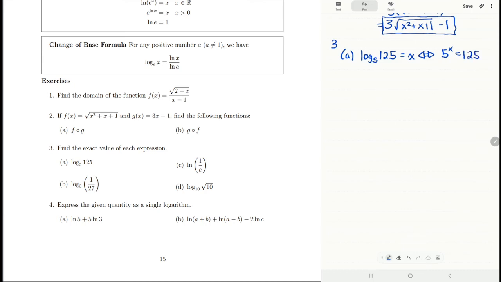So what exponent on 5 gives us 125? Well, if x is equal to 3, then 5 to the power of 3 is equal to 125. So the logarithm of base 5 of 125 is equal to 3.